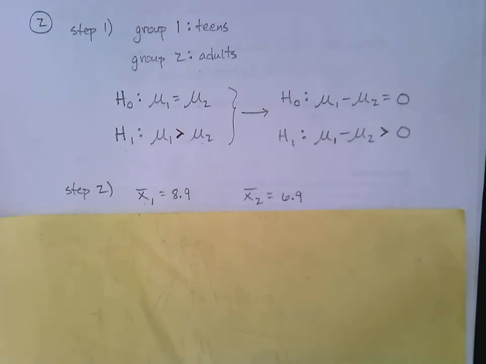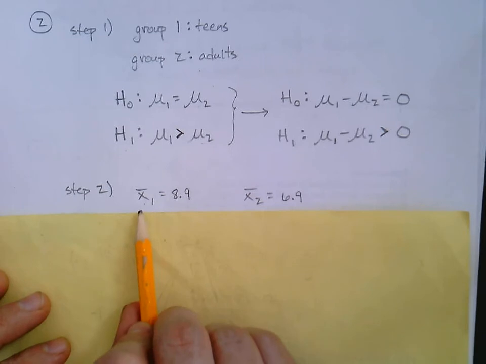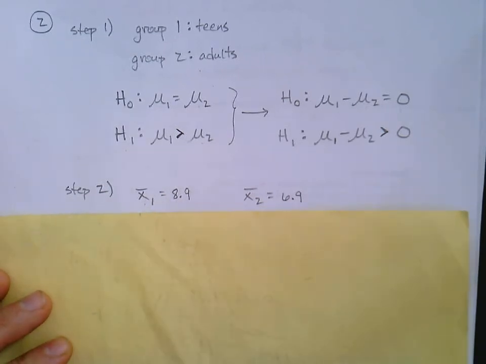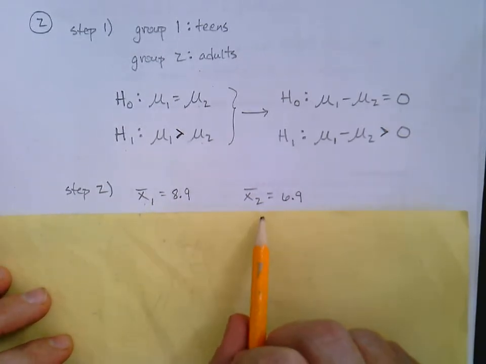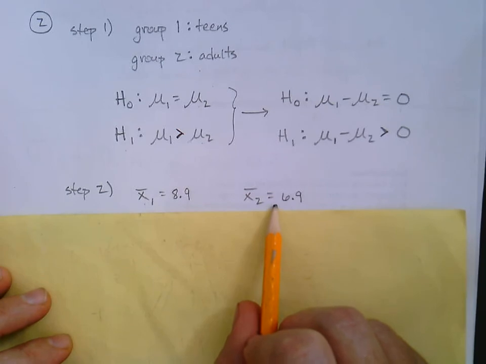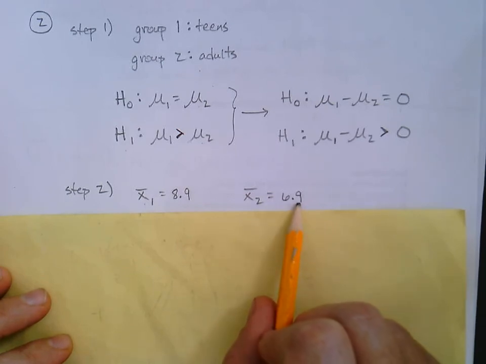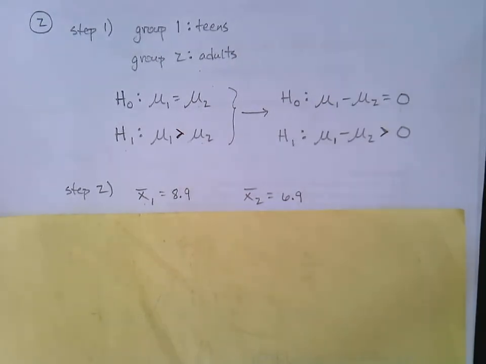So if we're thinking of group 1 as the teens, then X bar 1 is the sample average of the teens, and they tell us that the teens had a mean of 8.9. So the sample average for the teens, 8.9. A little bit later, they tell us the adults have a sample average of 6.9. So there's X bar 2 is 6.9.